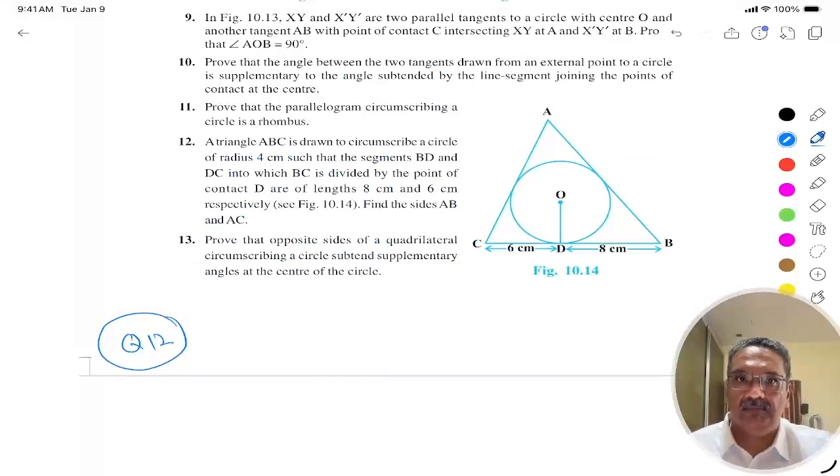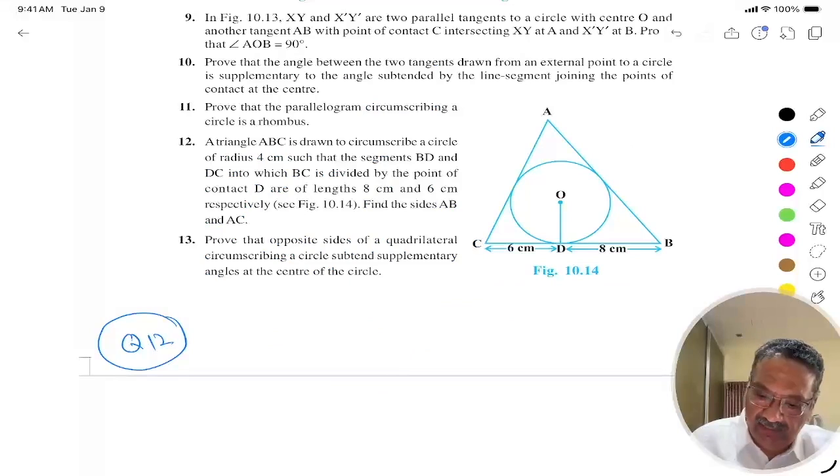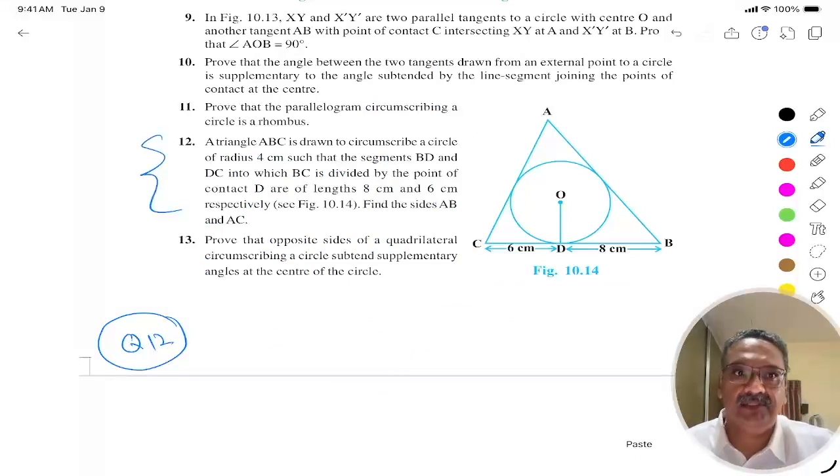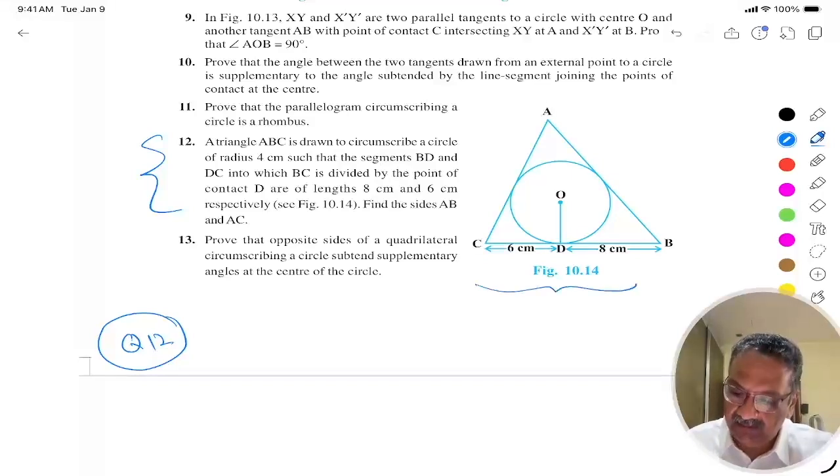Now let's come to question number 12. See, what does it say? A triangle ABC is drawn to circumscribe a circle of radius 4 centimeter such that the segments BD and CD into which BC is divided by the point of contact D are of lengths 8 centimeter and 6 centimeter.